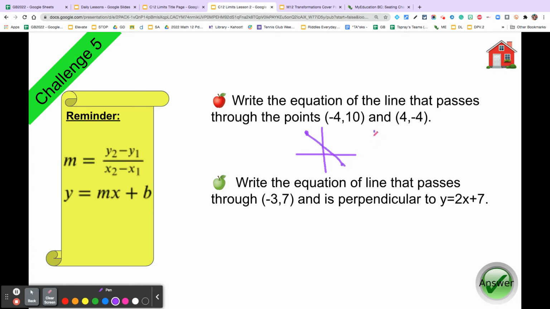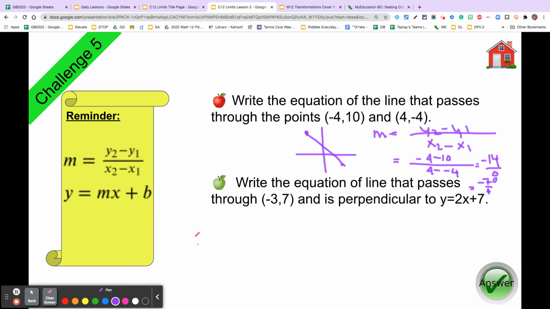And so what I'm going to do to find the slope, m we know equals y2 minus y1 over x2 minus x1. Okay, so we're going to start off by just filling that out. We're going to go negative 4 subtract 10, and we're going to go 4 subtract negative 4. Okay, so that's going to be negative 14 over 8, which I'm going to simplify to negative 7 over 4.